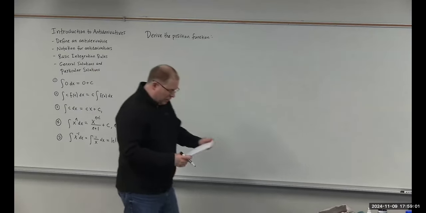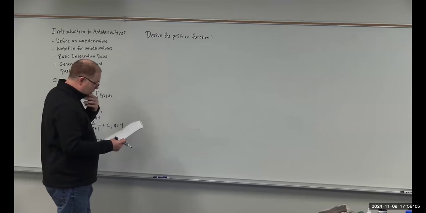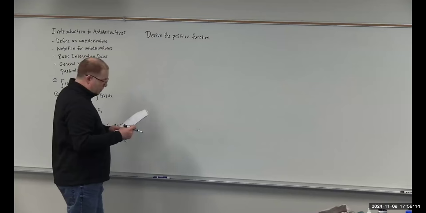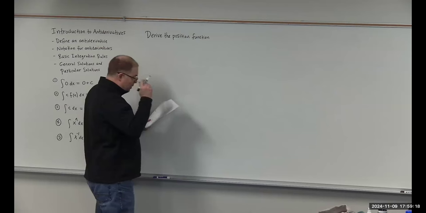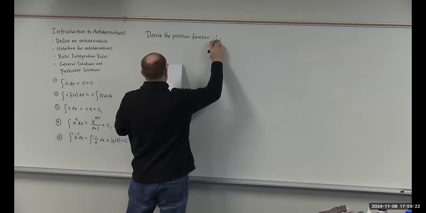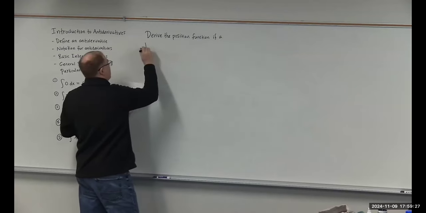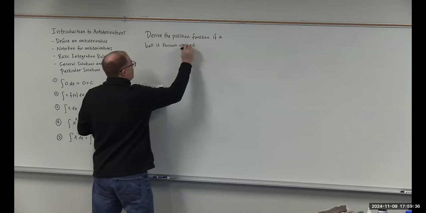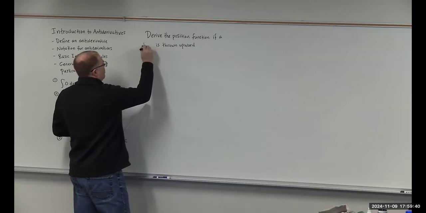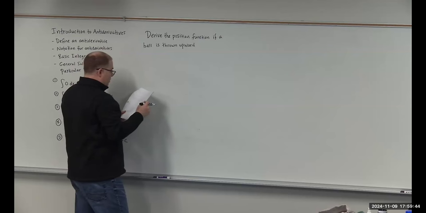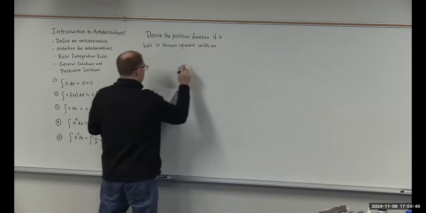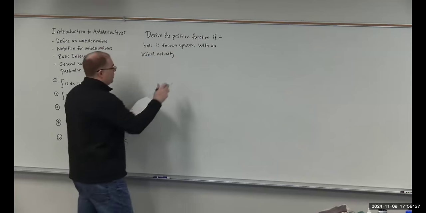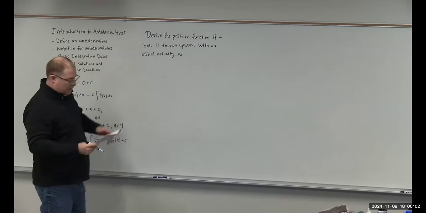Okay, so we're going to derive the position function. Let's give it a specific context here. Suppose a ball is thrown upward with some initial velocity, let's say in general V of naught.